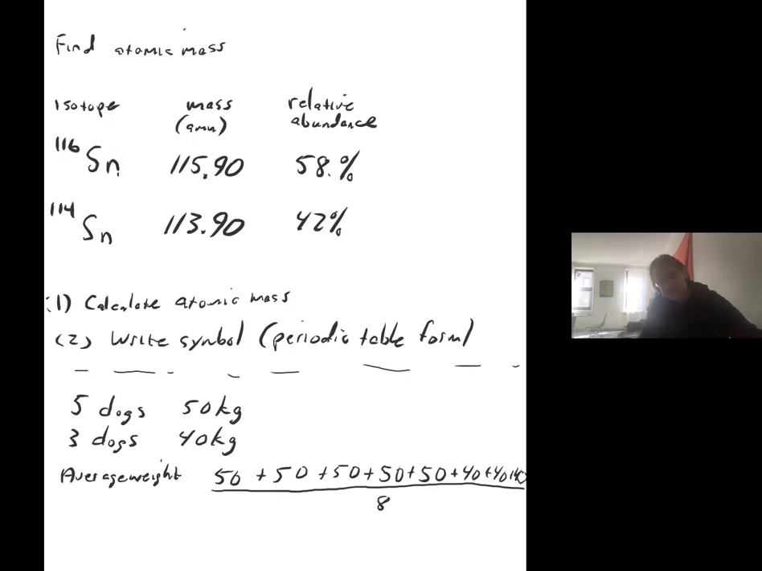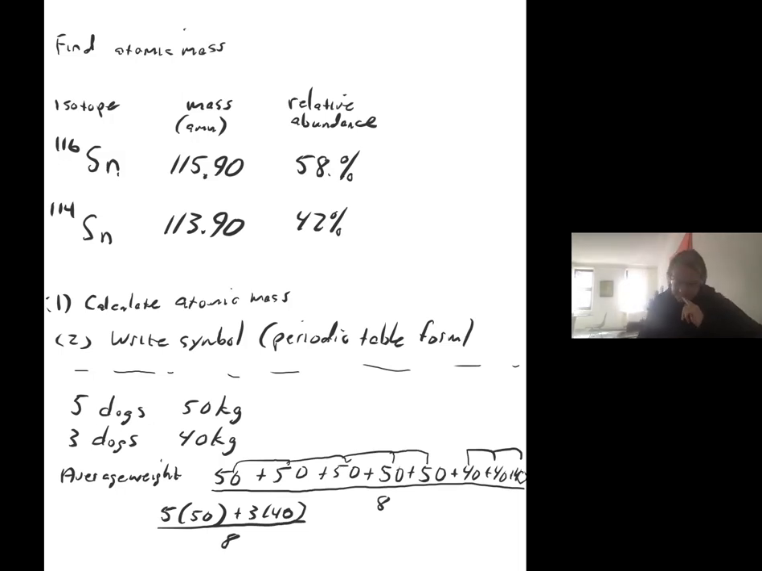Another way to do it would be to say, look, wait a minute, we're adding 50 five times, right? Why do it that way? Why not just do it this way? 5 times 50. And then you got 3 at 40, so plus 3 times 40. And then divide that by 8. You get the same answer, right? It's going to work out to be the same. So that would be another way to do it.